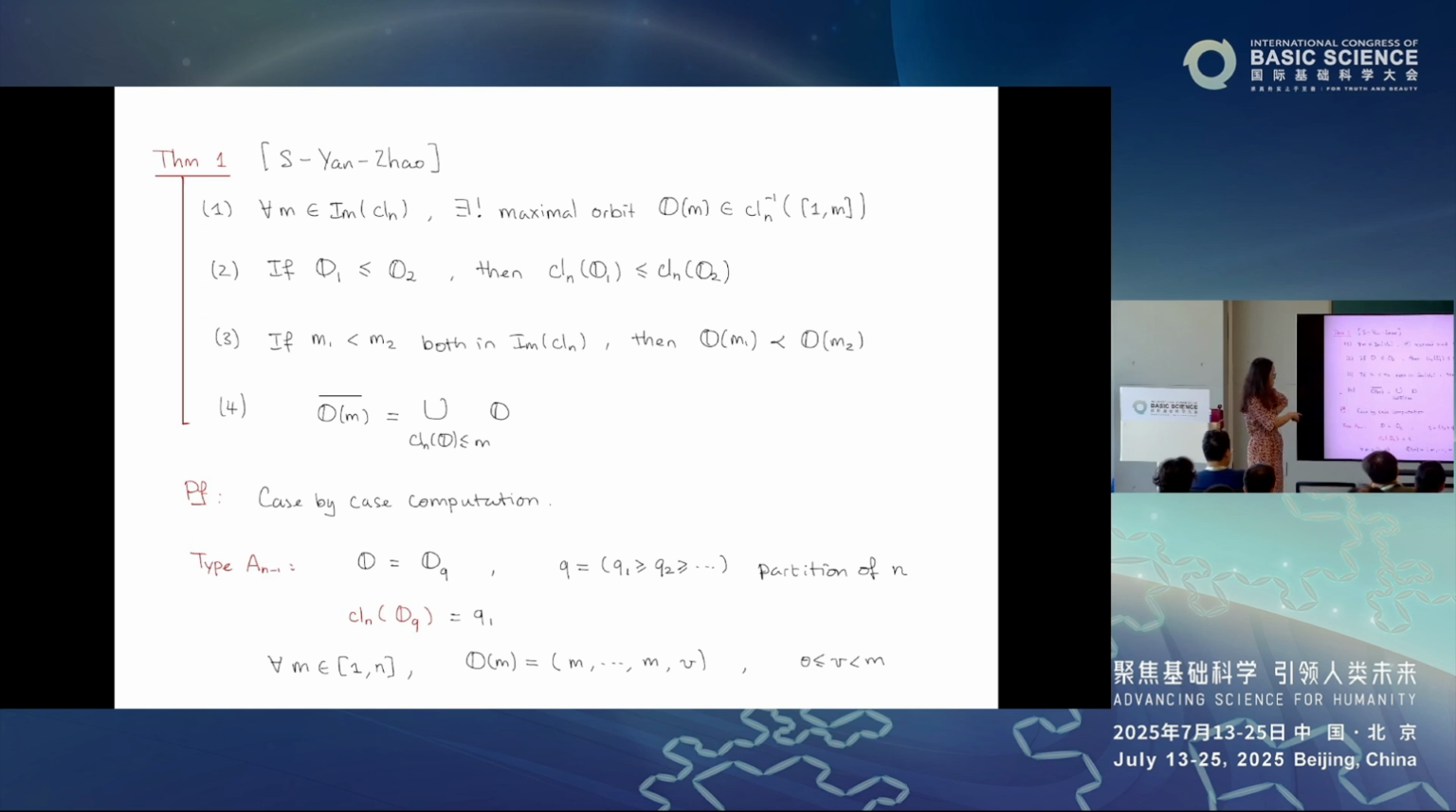And then if you pick any of them, the biggest orbit we assign to them is O_m. It's just the partition with as many parts of size m as possible. So you write n equals m times some number plus v, which is smaller than m, and then this is the partition you obtain in this case.